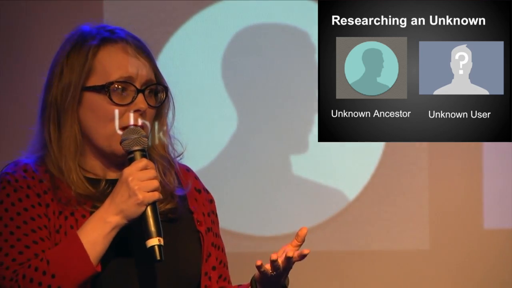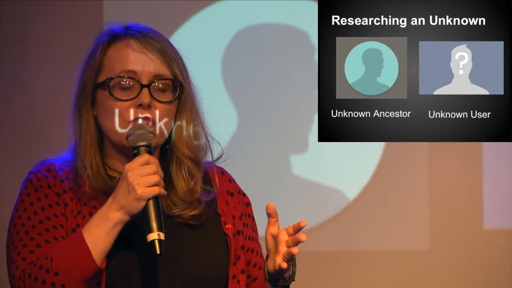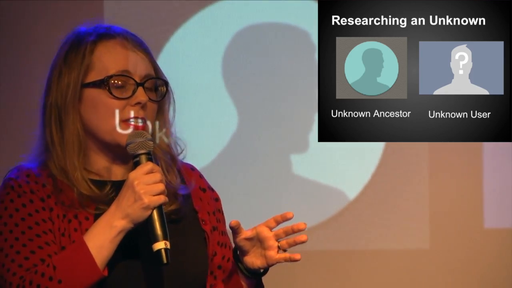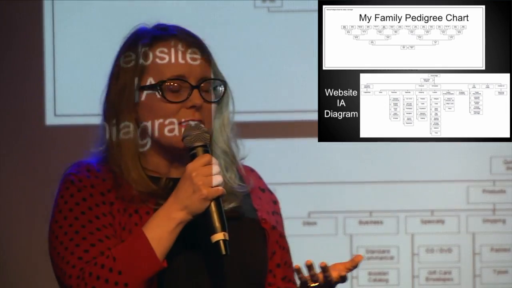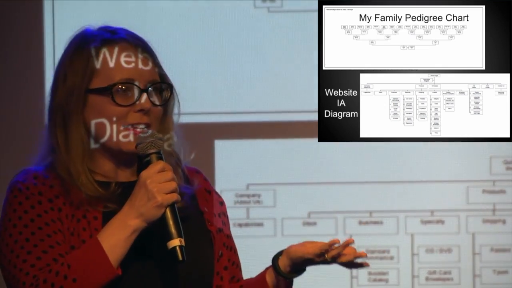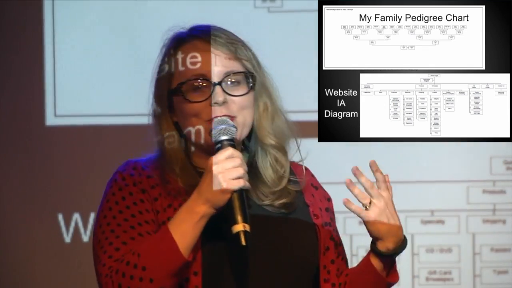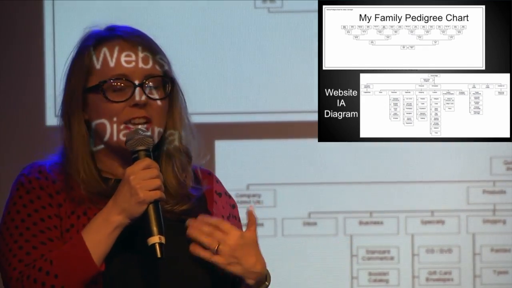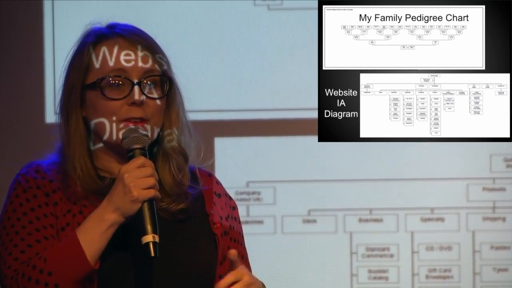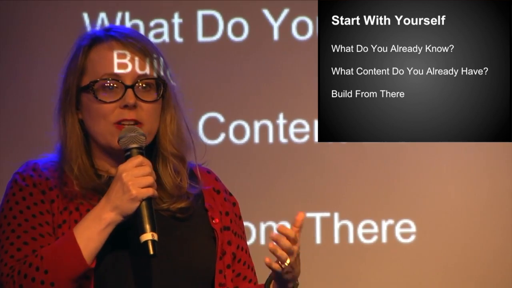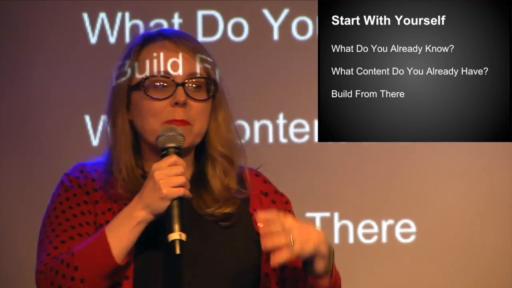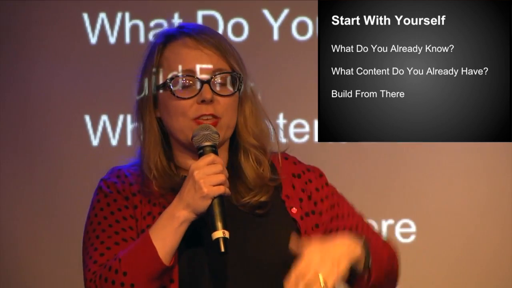And when I started thinking about UX and genealogy, really how they're similar is that you're researching your unknown ancestor, which is very similar to how you're researching your unknown user. And then when I started looking at my family tree, I realized, wow, it looks just like a website IA diagram. And that's what led me to the first thing that I really learned, is that in genealogy, you really want to start with yourself at the bottom of your tree and work your way up. So the same thing with UX. You want to start with the content that you have and really build that hierarchy up rather than going from top to bottom.